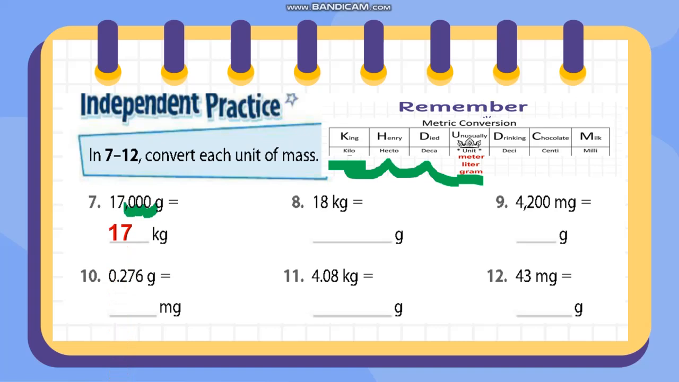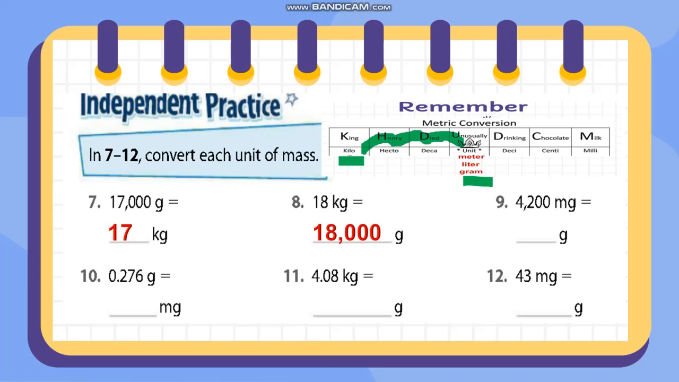Another is kilogram to gram. Kilogram to gram. We have how many movements? 1, 2, 3. So from larger unit to smaller unit, that is multiply, and that is tens, hundreds, thousand. So 10 times 10 times 10 is 1,000. So 18 multiplied by 1,000. So the answer is 18,000 grams.